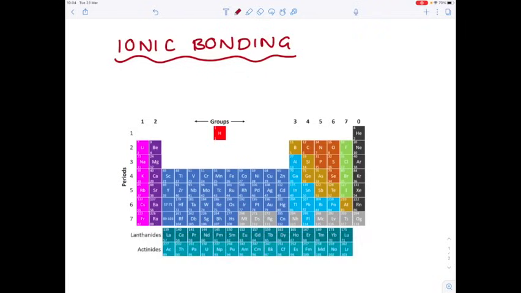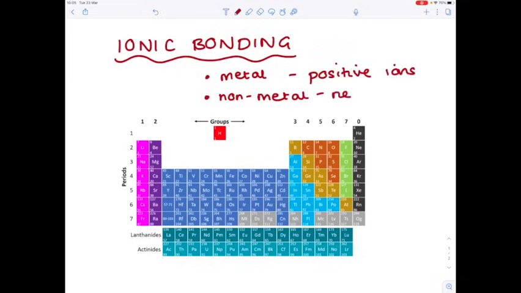Remember that in an ionic bond, you've got both a metal and a non-metal, and that's super important because they're what's going to form the ions. Now the metals always form positive ions, whereas the non-metals always form negative ions.